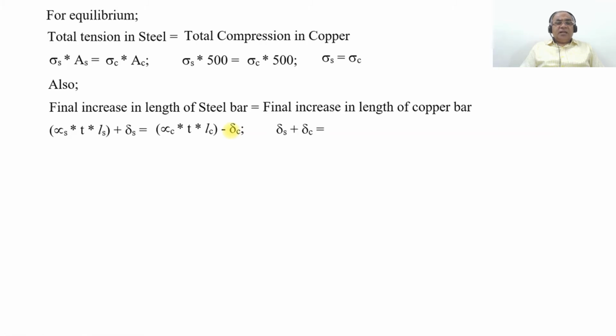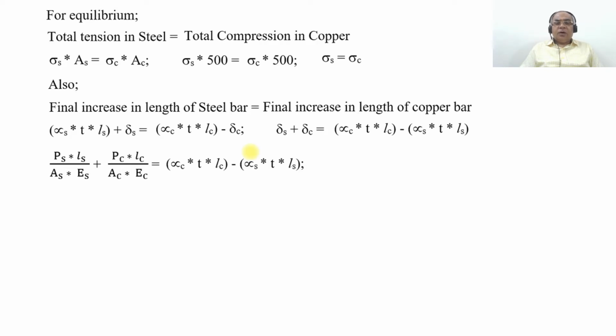So what is delta S plus delta C? Delta S plus delta C will be equal to alpha C into T into L_C minus alpha S into T into L_S. What I am doing is rearranging the same equation by taking delta C to the left hand side and alpha S into T into L_S to the right hand side. As we know, delta S is P_S into L_S by A_S into E_S, plus P_C into L_C by A_C into E_C, which will be equal to, taking T as the common factor, T into alpha C into L_C minus alpha S into L_S.